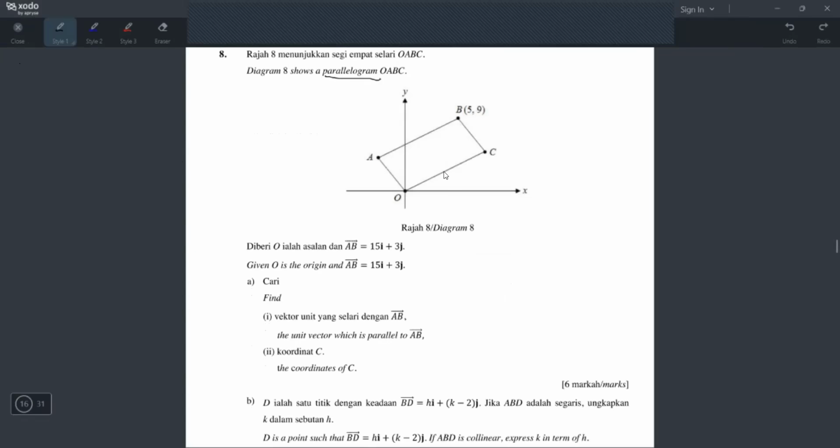Okay, this parallelogram means OC and AB are parallel, and not just parallel, they are the same length, and then AO and BC are parallel, and not only parallel, they are the same length.